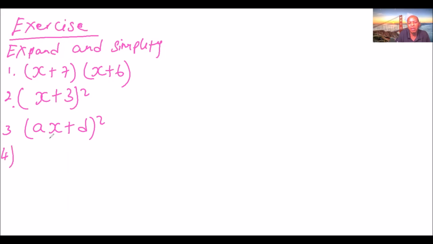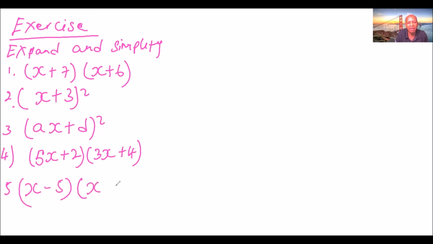Number 4, you can do (5x plus 2) and you expand, you have (3x plus 4). So that's another one. Then we have 5. We have (x minus 5) and we have (x plus 5). Then we have, let me put here number 6. You can expand (a half plus 1 over x), and you square that. So these are the questions you can try.